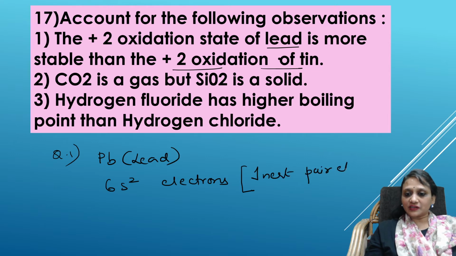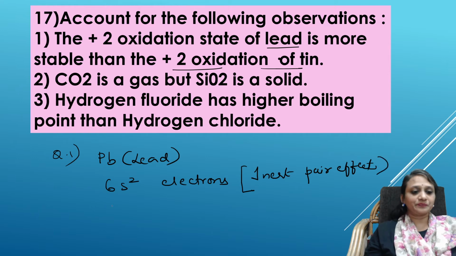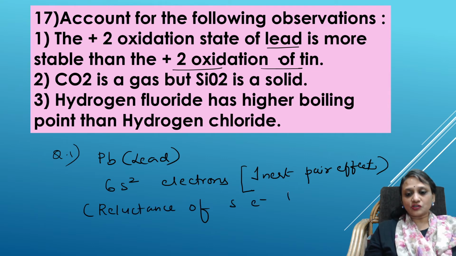Inert pair effect: reluctance of the s electrons to participate in the reaction. Correct? So 6s will not participate. Let us write: inert pair effect is the reluctance of s electrons to participate in the reaction. They will not participate.